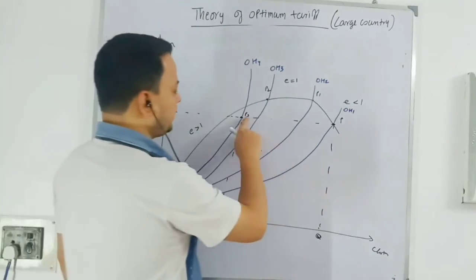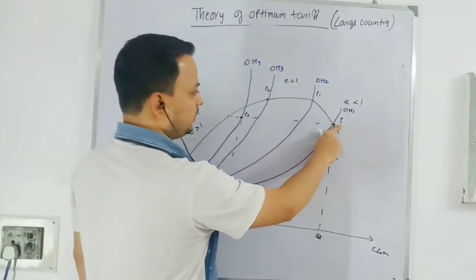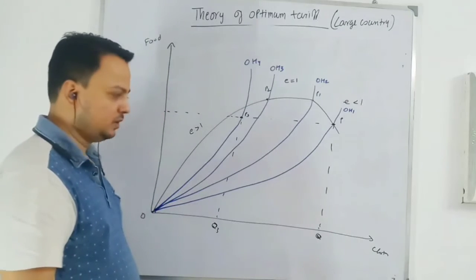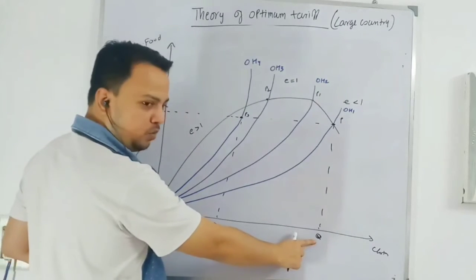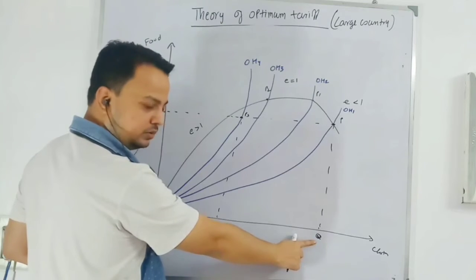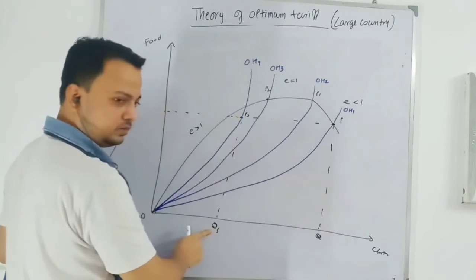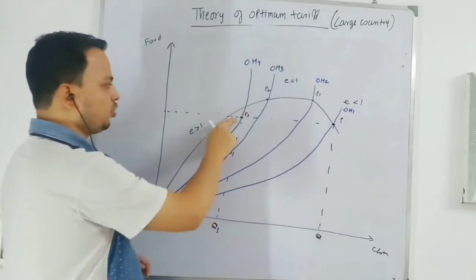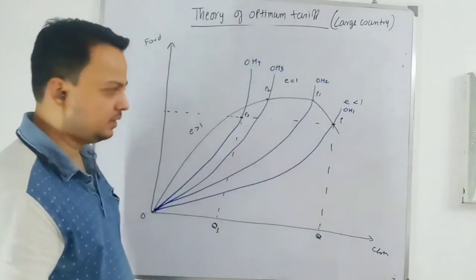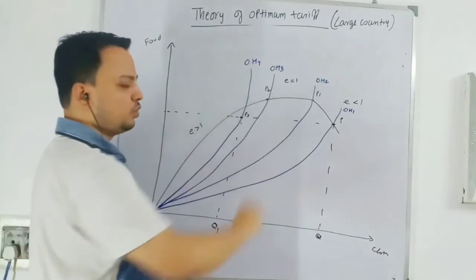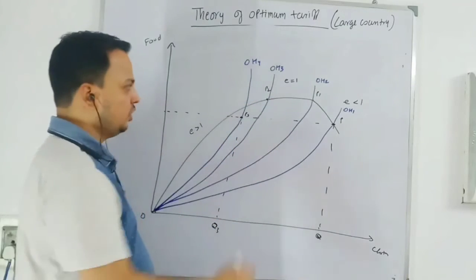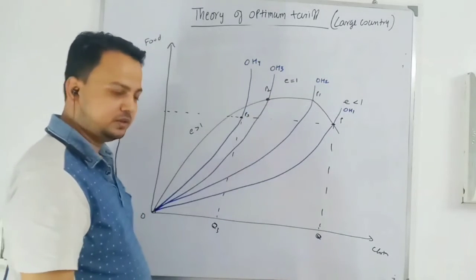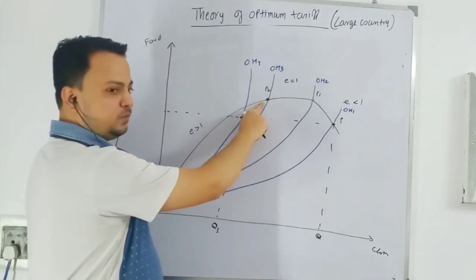So home country will prefer P3 compared to P1. Because at P1 it has to offer or supply more than at P3 at this terms of trade. But this is not equilibrium, right? Because both offer curves are not crossing each other. Equilibrium is at point P2.